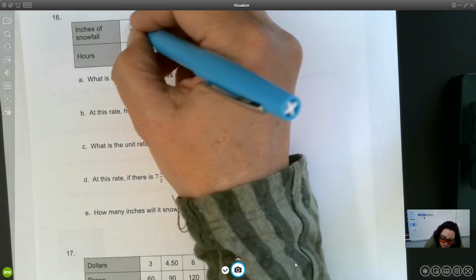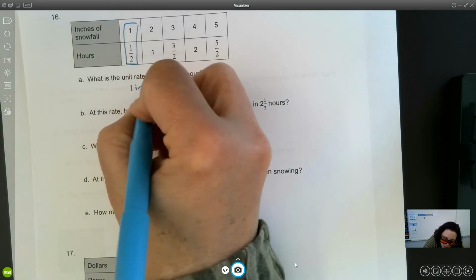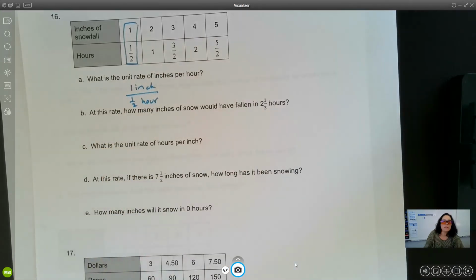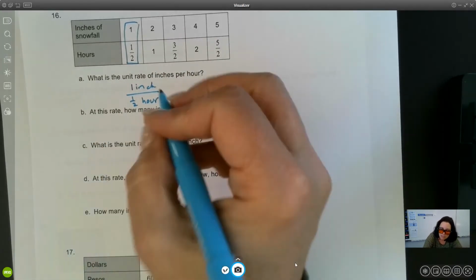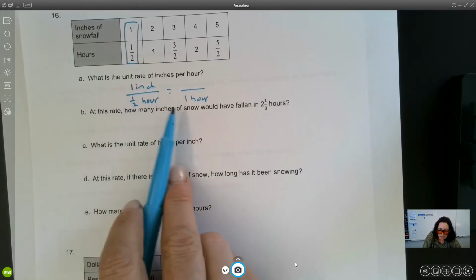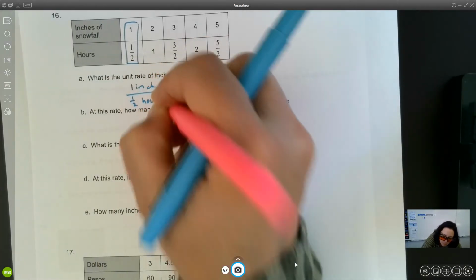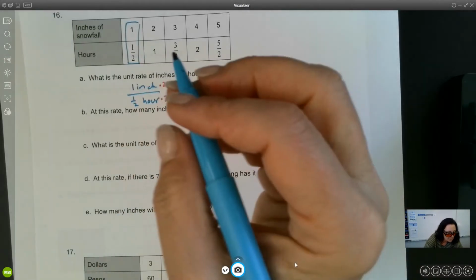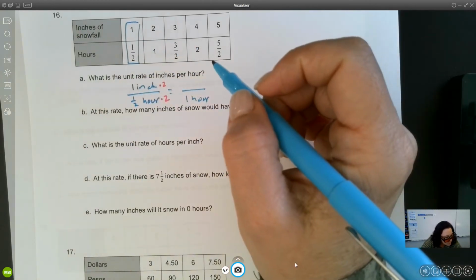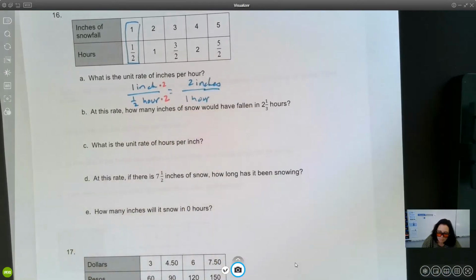So I'm going to take one of these. I'll take this one. Inches. 1 inch per half hour. Do not think that because there's a 1 in this, that's the unit rate. Remember, the 1 has to be on the bottom. Okay, how do we turn a half into a 1? We multiply by 2. Okay, so we would have, hold on, did I do that right? Yeah. So I would have 2 inches per 1 hour.